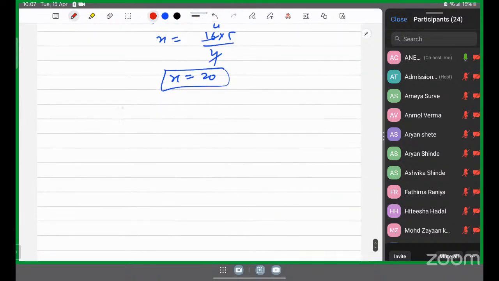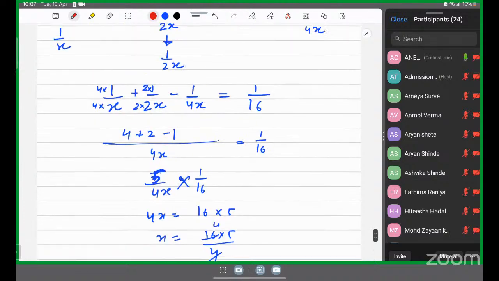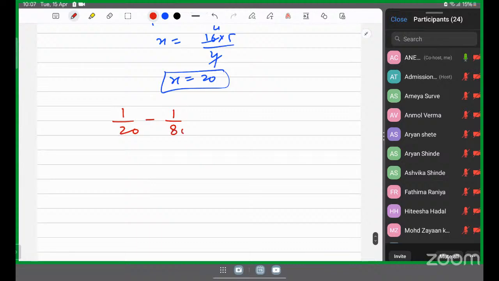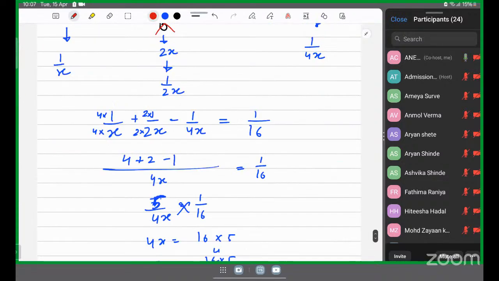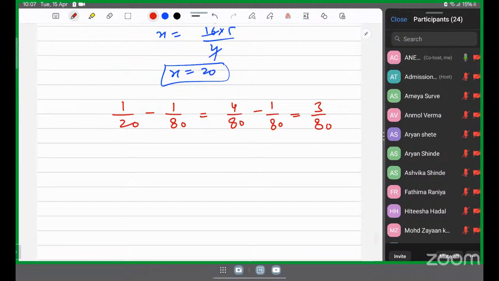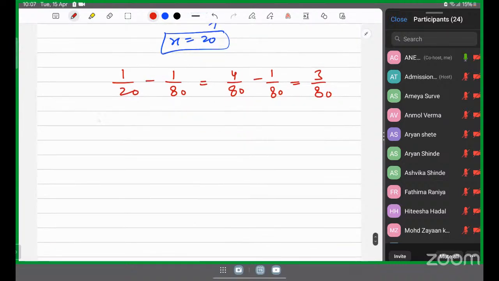So in 1 hour, A will do 1 by 20. And in 1 hour, C will empty the tank by 1 by 80 unit. So this will be 4 by 80 minus 1 by 80. That is 3 by 80. And the time taken to fill will be 80 by 3, because this is the 1 hour's work. So this will be how much? This will be 26 and 2 by 3 hours. Are you getting it?